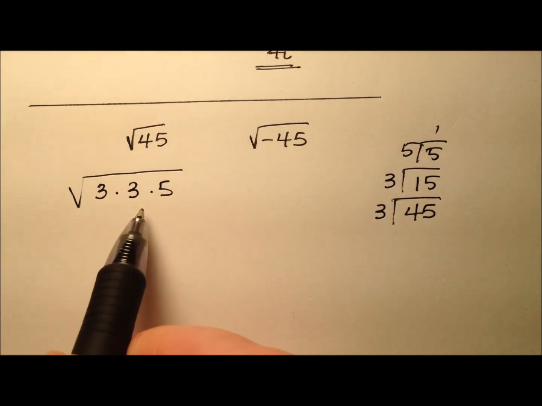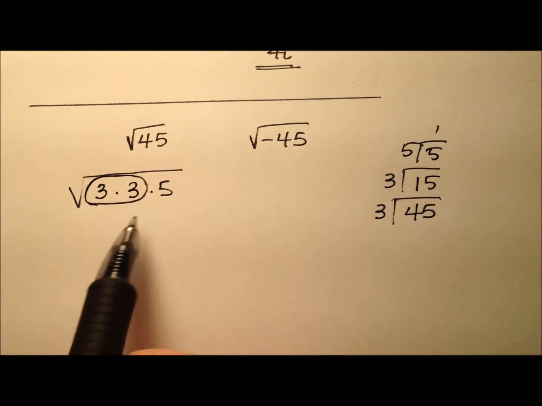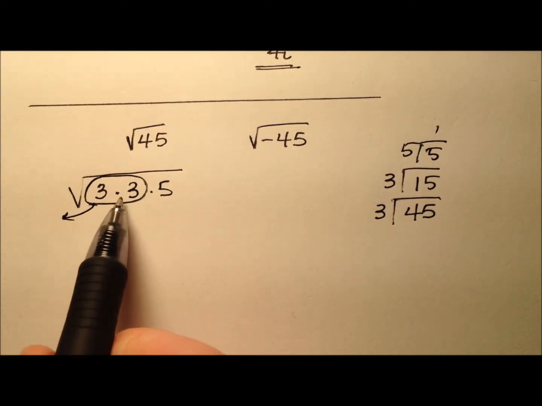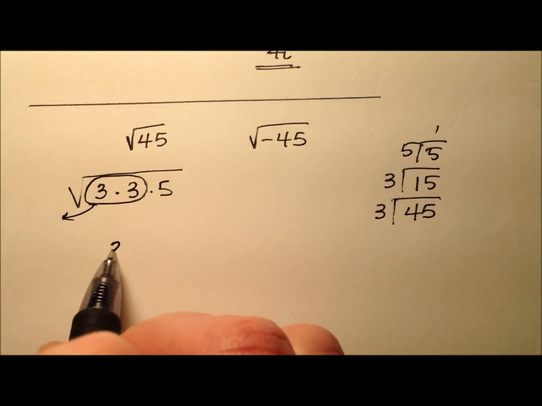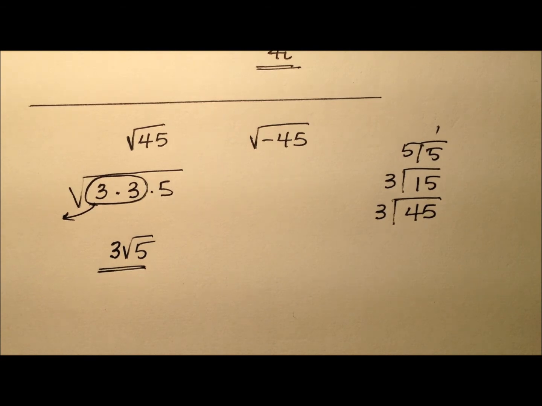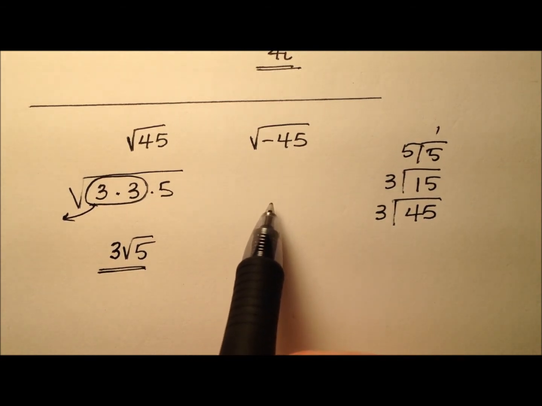And I'm trying to simplify it by taking out perfect squares. Well, 3 times 3 is 9, which is a perfect square. So this being a pair will come out, and this simplifies down to 3 times the square root of 5. Okay, well, how does that compare with the square root of negative 45?